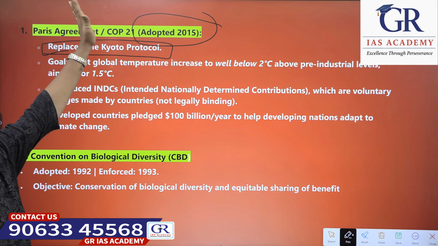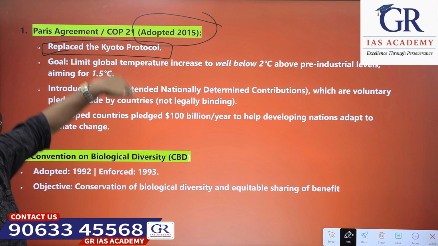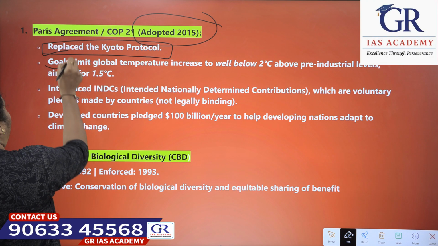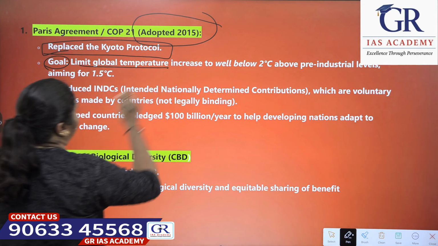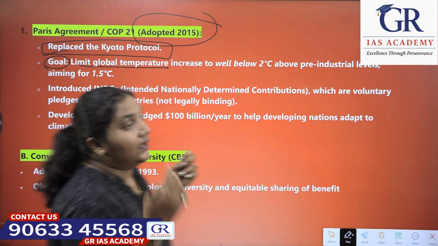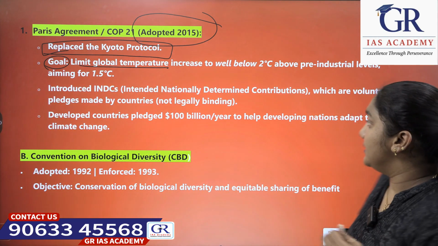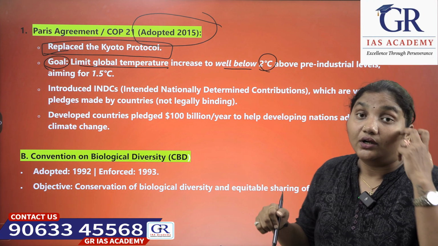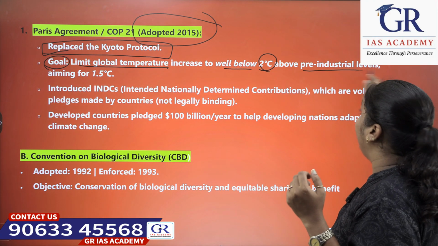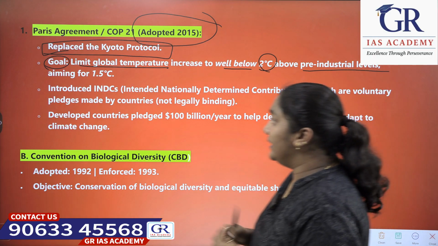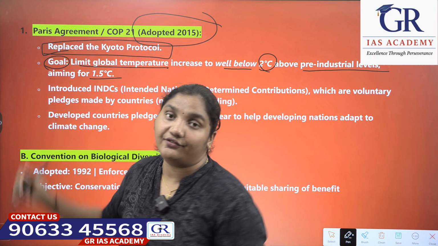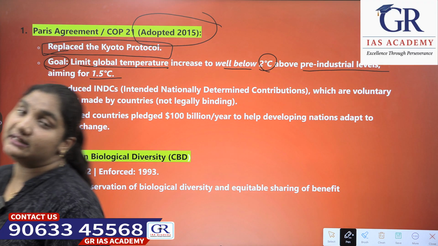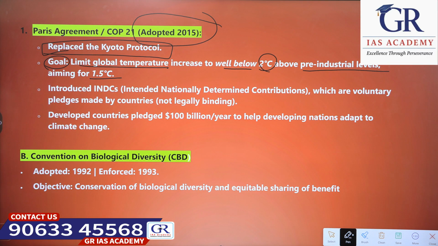Paris Agreement COP21 is the replacement of the Kyoto Protocol. What is the main goal of it? To limit the global temperature increase to well below 2 degrees centigrade above pre-industrial levels, aiming for 1.5 degrees centigrade. This is the main goal of the Paris Agreement.